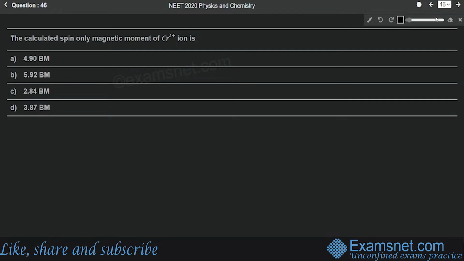So today we are going to deal with chemistry questions from NEET paper 2020. It starts with question number 46. So let's start the session.